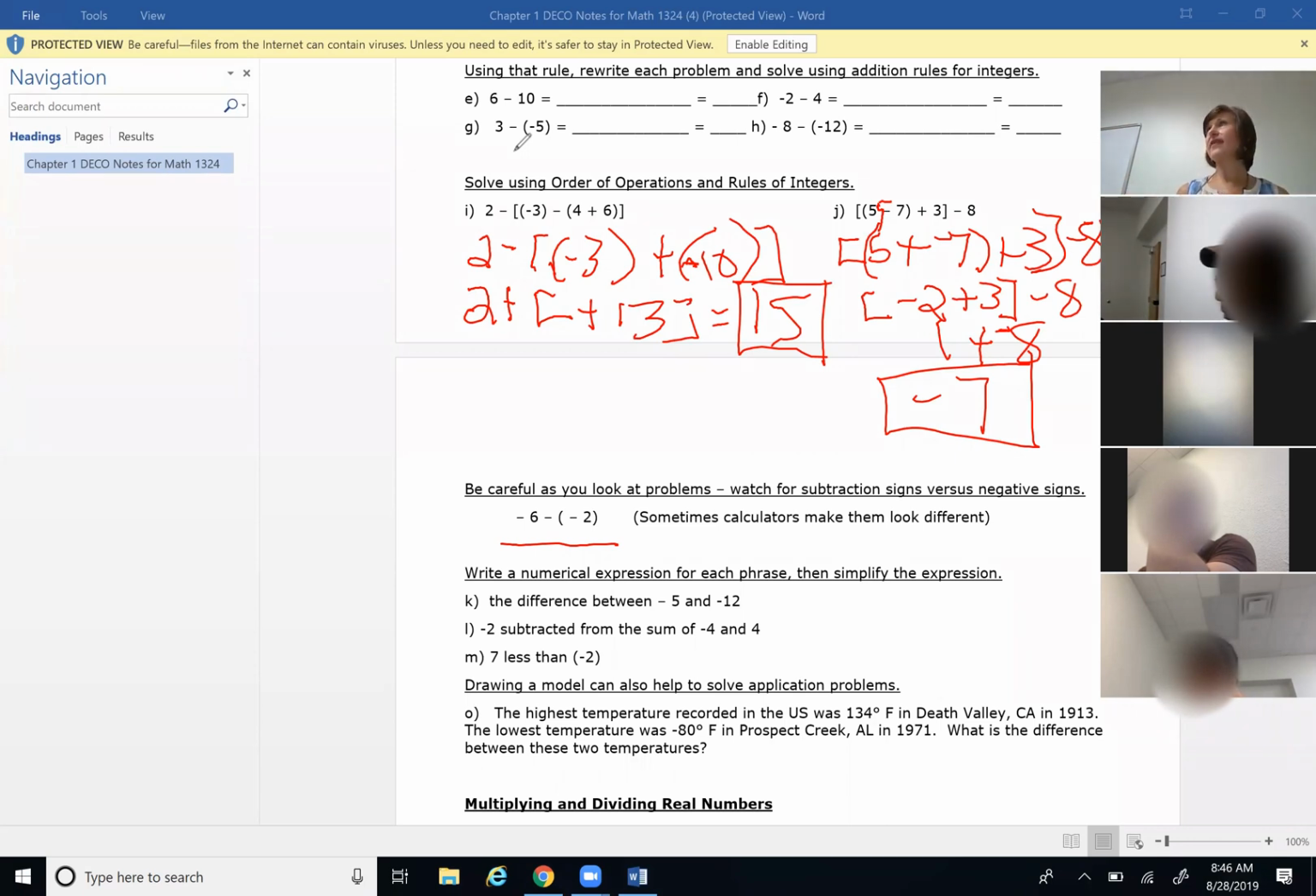So watch out for that and be sure if you've got a plus or minus button on your calculator that you use that when you need a negative number versus trying to do a subtraction sign.